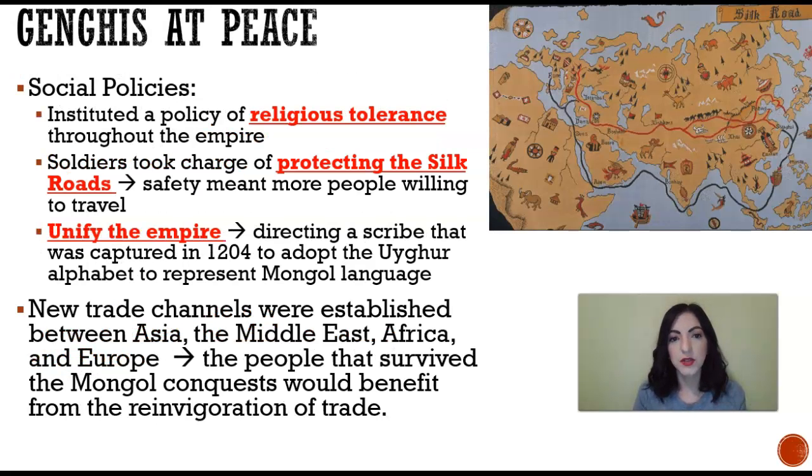Genghis at peace was also famous for some of the social policies that he instituted, including a very strong policy of religious tolerance. He really wanted to welcome people into the kingdom: Christians, Jews, other types of missionaries. He himself was not a religious person, but he was intrigued by all of these different cultures and religions. So he encouraged them to come to his areas, and they were free to practice as they wanted.